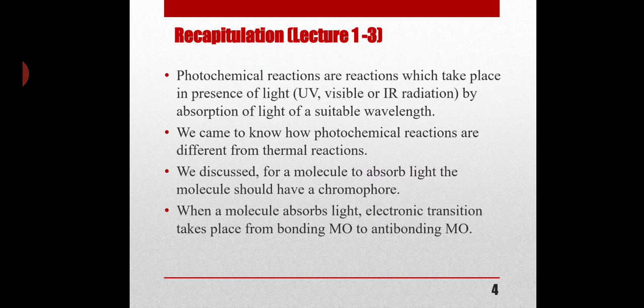Let's have a quick recap of lectures 1 to 3. Photochemical reactions take place in the presence of light. It is different from thermal reactions. For a molecule to undergo a photochemical reaction, it should have a chromophore. When a molecule absorbs light, an electronic transition happens from a bonding molecular orbital to an antibonding molecular orbital.